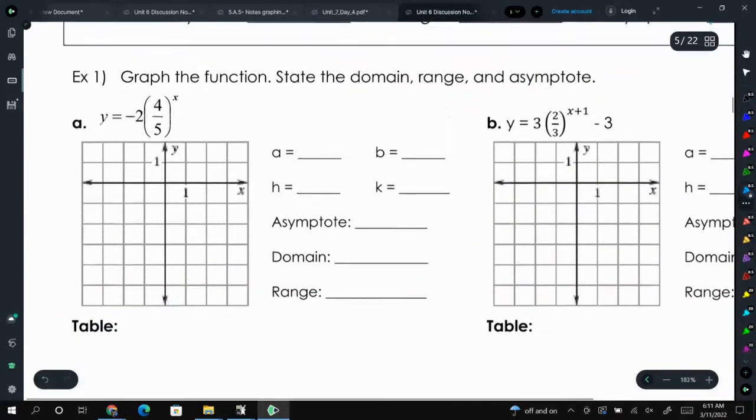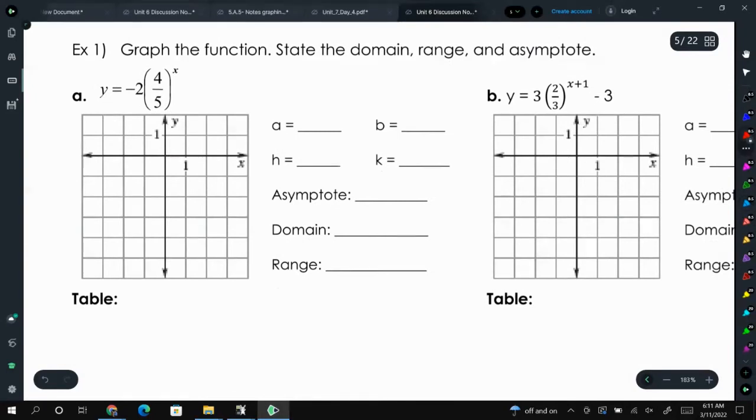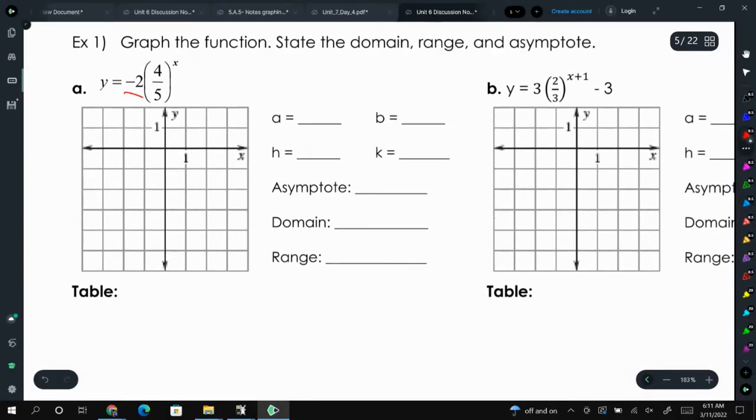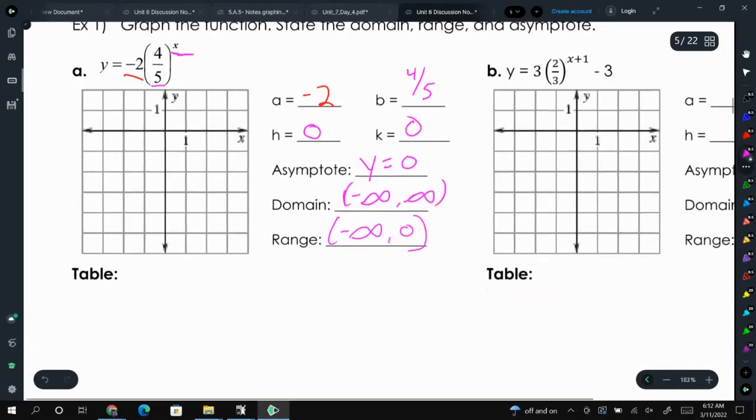So we're going to graph these the same way we did the stuff the other day. Our a value is -2. Our b value is 4/5. There is no h, and there is no k. So our asymptote is y equals 0. Our domain is -infinity, infinity, and our range, 0, actually wait, no. Because our a value is negative, our range is going to be -infinity, 0. And when we graph this, you'll see that.